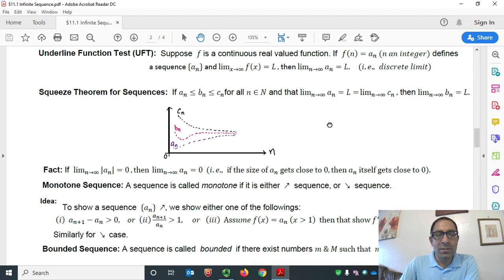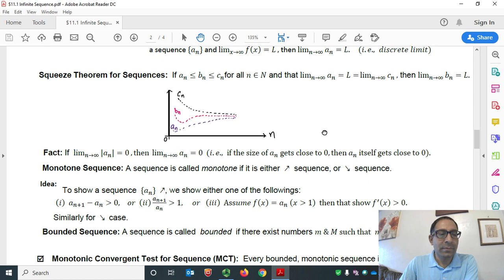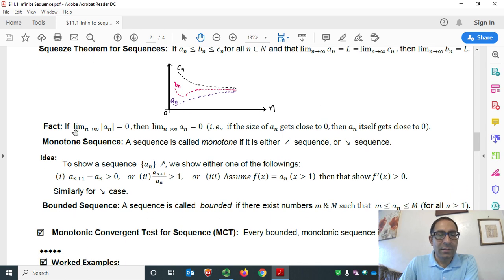Squeeze theorem for sequences. If you have three sequences a_n, b_n, c_n, and if a_n is dominated by b_n, b_n is dominated by c_n for all n, and the limit of the smaller sequence and the larger sequence converges to L, then the middle sequence must converge to the same limit L. In the picture it is clear. Fact: if the limit of the absolute value of a_n is 0, then the limit of a_n is also 0.